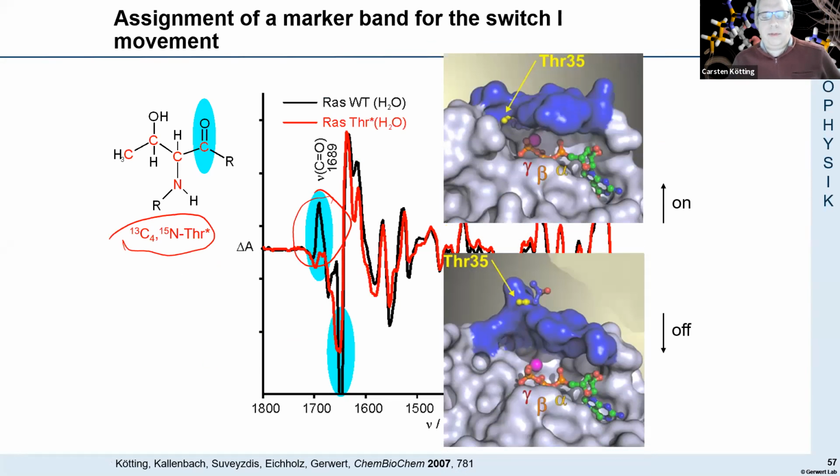And this also, if you look at the structure, makes sense. In this on state, you have this threonine 35, the CO backbone here in the hydrophobic environment. This is why you see it nicely blue shifted compared to the off state, where it's more or less pointing towards the bulk.